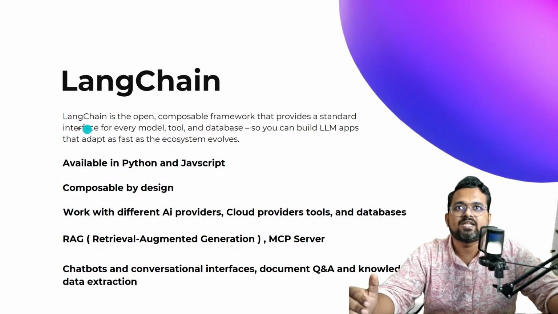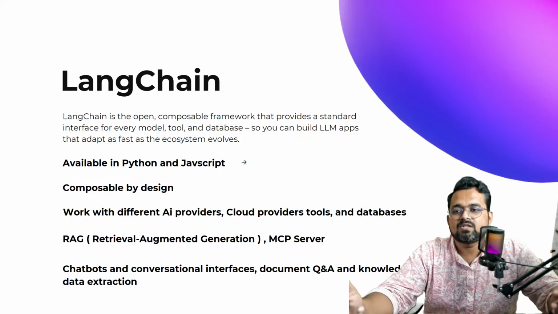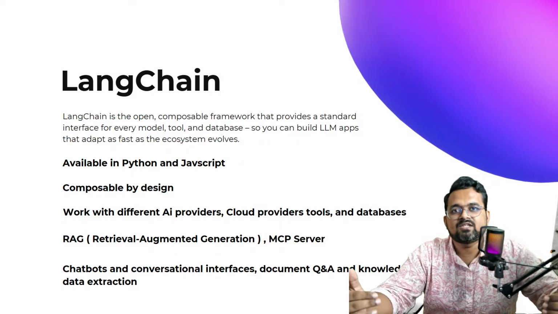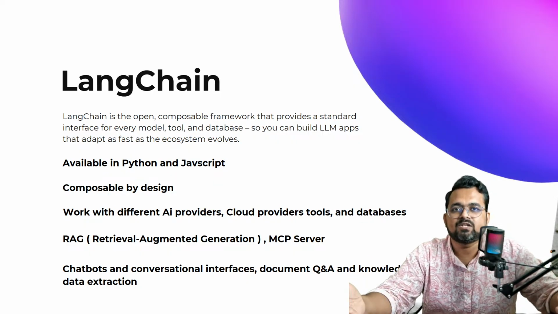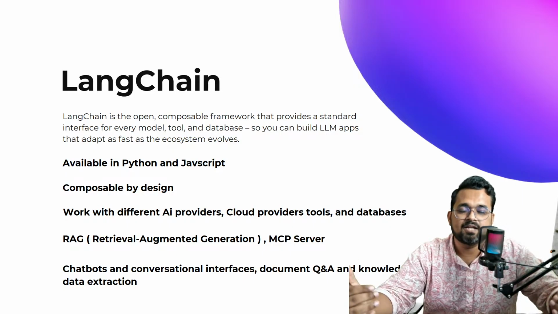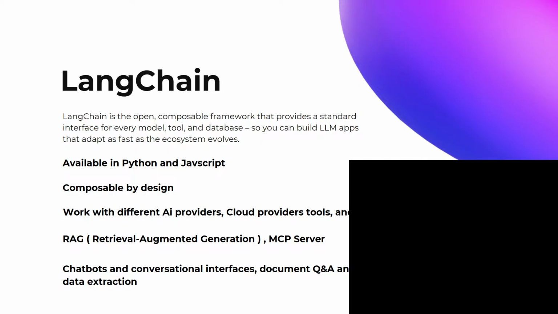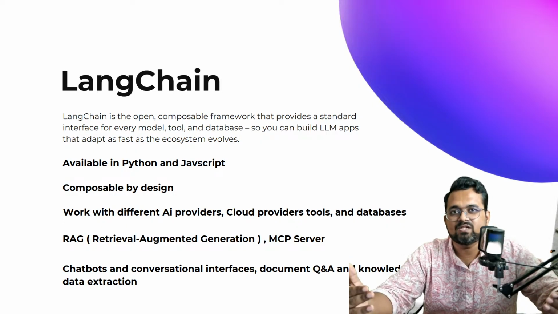So LangChain is an open source composable framework that provides a standard interface for every model, tool, database. So you can build LLM apps that adapt as fast as the ecosystem evolves. That means suppose OpenAI has their own SDK, you implemented that, everything is working fine, no issue. But again, you want to change now from OpenAI to Gemini or some other LLM models. For that, you have to change a lot of code because the format, how to send a request, and everything is different. Almost similar, but it is different. So we have to change the code.